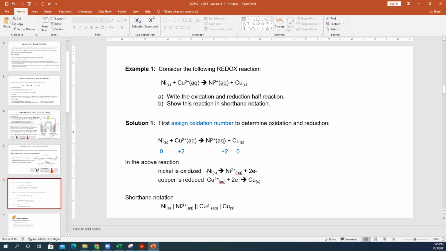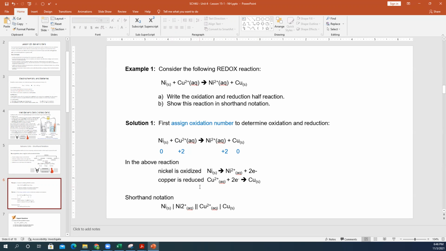And we need to make sure that the charge is balanced on both sides of the reaction. And so in order to end up with a neutral charge, to have 0 charge on this side, we need to have 0 charge on this side, and we get that 0 charge by putting in 2 negatively charged electrons, and those will cancel out the 2 positive charges on the nickel ion.